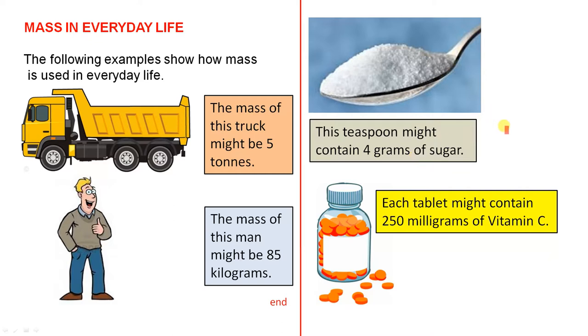That's just an example. The next example shows how milligrams can be used. Now milligrams are very, very small masses. So each tablet might contain 250 milligrams of vitamin C, for example.